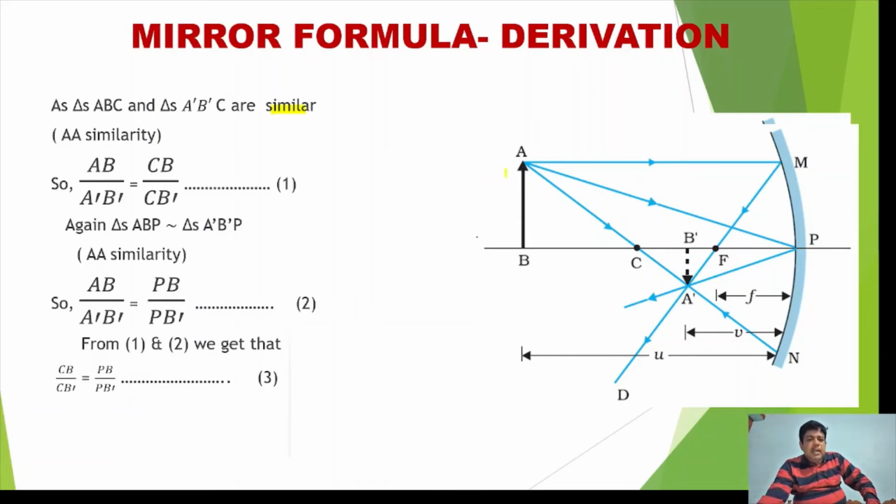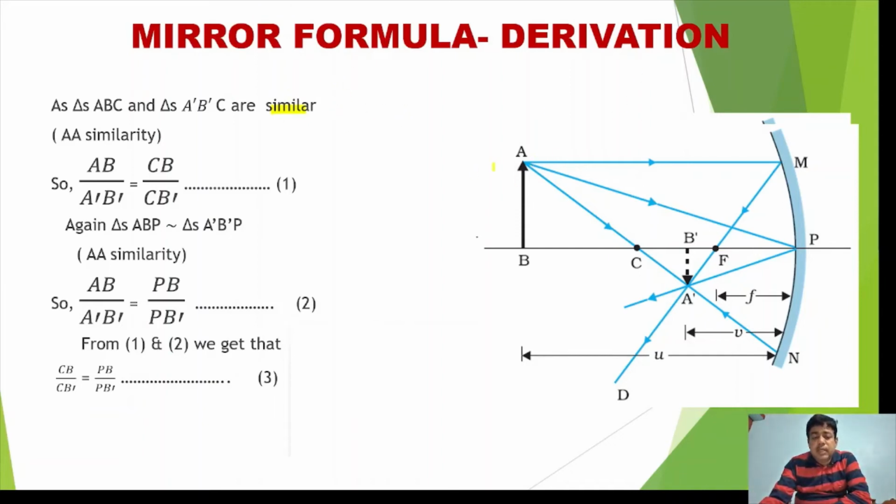We know that two triangles are similar. In the two similar triangles, we have to prove it, according to the angle similarity property. So we have to prove that triangle ABC is similar to triangle A'B'C. We have to use the properties of similar triangles to derive the formula.